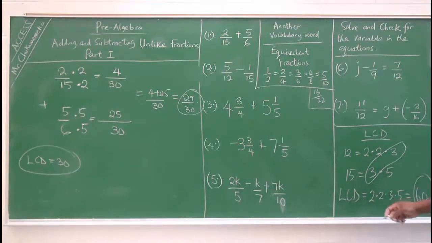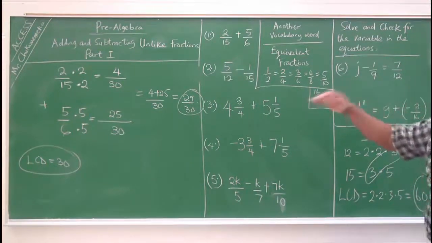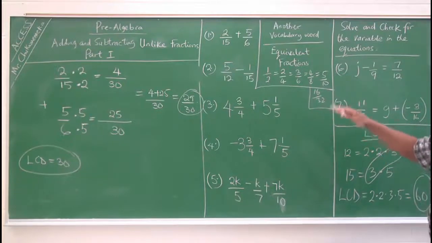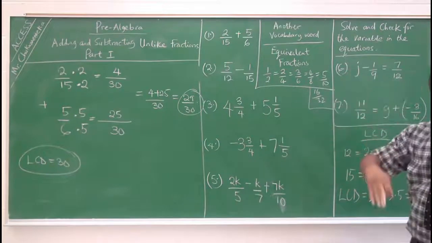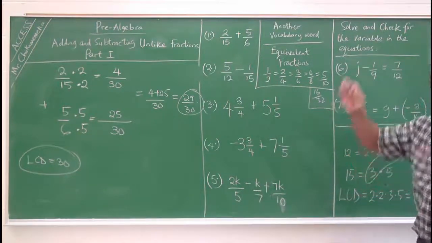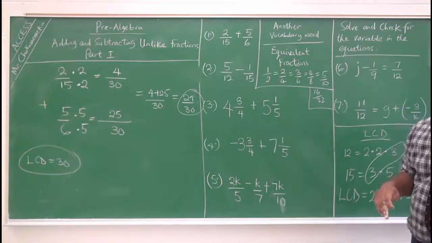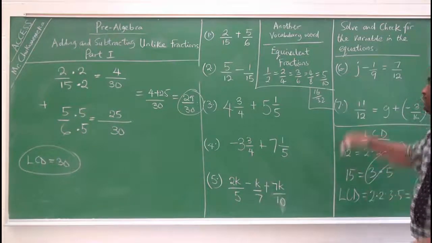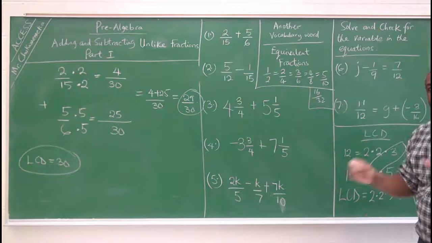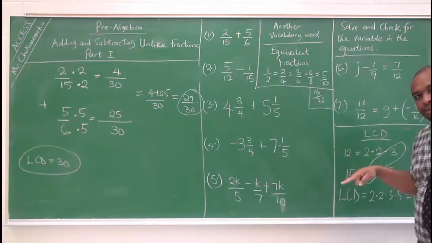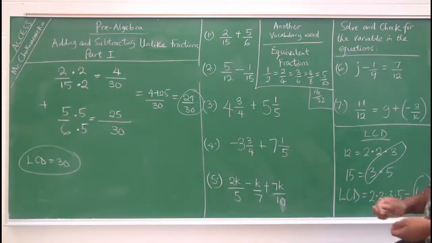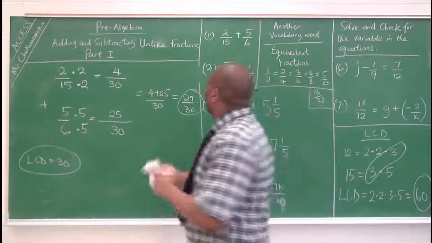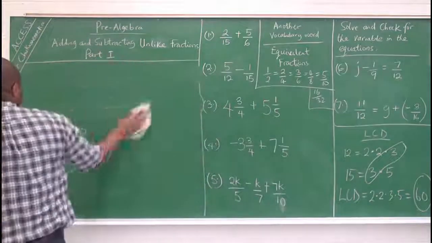So instead of listing the multiples, doing the multiplication table of 12 and 15, 12 times 1, 12, 12 times 2, 24, 12 times 3, 36, and keeping on listing the multiplication table of 12 and of 15 and then finding the least common multiple, it is better you do it this way. It saves you time. Okay? So now, let's go ahead and do question 2.